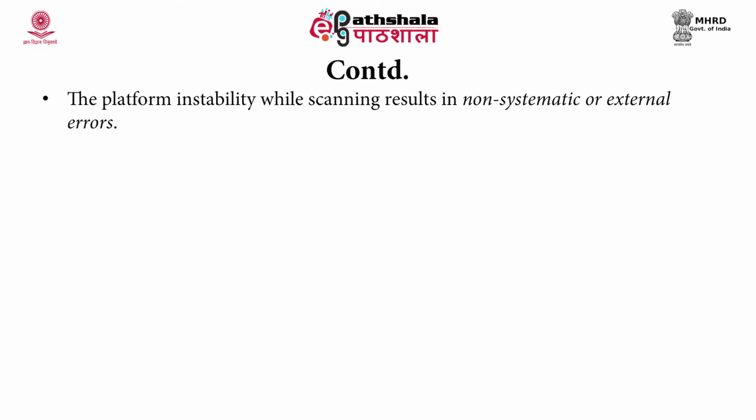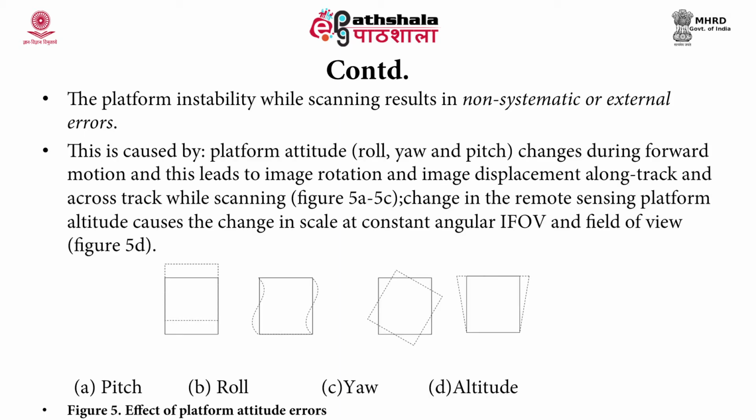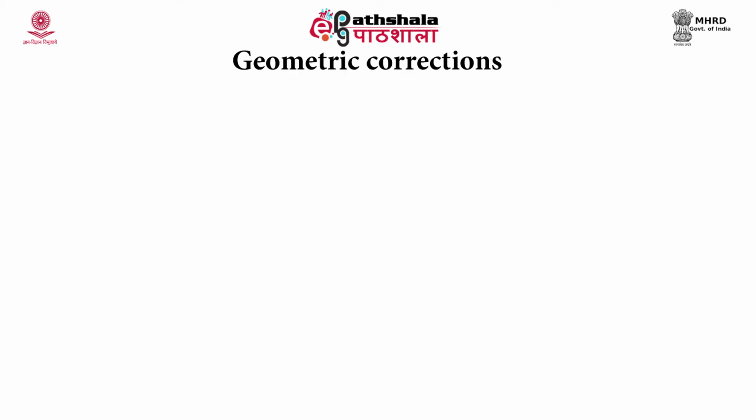The platform instability while scanning results in non-systematic or external errors. This is caused by platform attitude represented by roll, yaw and pitch changes during forward motion, and this leads to image rotation and image displacement along track and across track while scanning, as shown in the figure. Change in the remote sensing platform altitude causes the change in scale at constant angular instantaneous field of view and field of view. Now, continuing the geometric corrections.